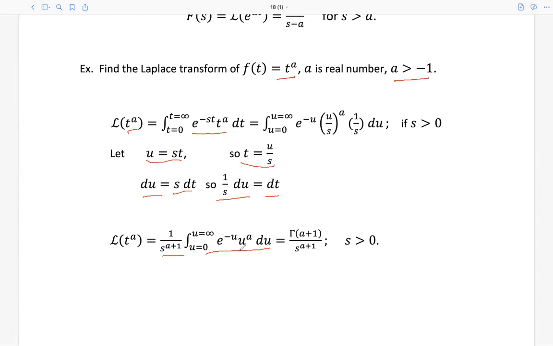This is the definition of the gamma function. So the Laplace transform of t to the a is just gamma of a plus 1 divided by s raised to the power a plus 1. You could think of the gamma as a factorial. So this is the third Laplace transform.